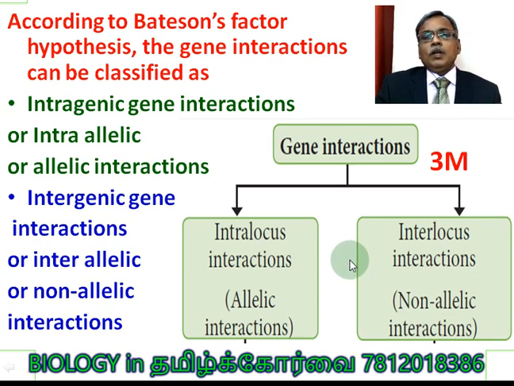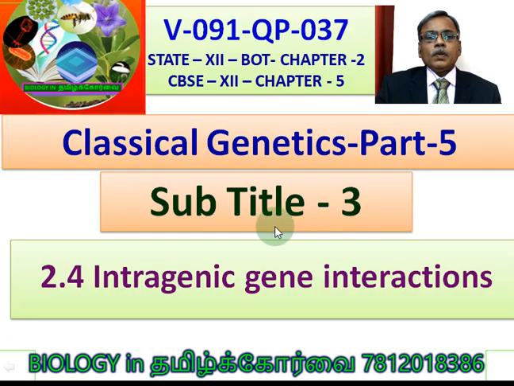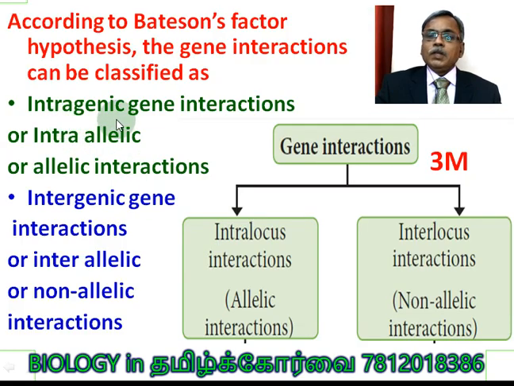What are alleles? Alleles are the alternative forms of the same gene occupying the same gene locus. When the alleles of two genes are not occupying the same gene locus, then it is said to be non-allelic interaction. This is the subtitle 2.4, intragenic gene interaction. We are going to concentrate on intragenic gene interaction. Intragenic is within the gene, intergenic is between two genes. That is the difference. Intragenic, within the same gene, means allelic. Intergenic, between two different genes occupying different locations on different chromosomes or the same chromosome, is intergenic gene interaction. I hope you have understood.